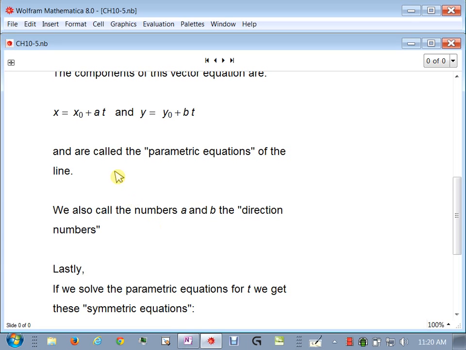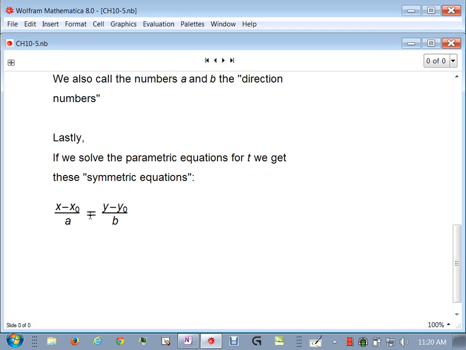Lastly, if you take this equation right here and you solve it for t, what would you do? To solve this for t, you'd subtract x naught, right? And then divide by a. Then over here, you'd subtract y naught and divide by b. And then they both would be equal to t, wouldn't they? So you set them equal to each other. And what you get is this equation right here, which are called the symmetric equations.